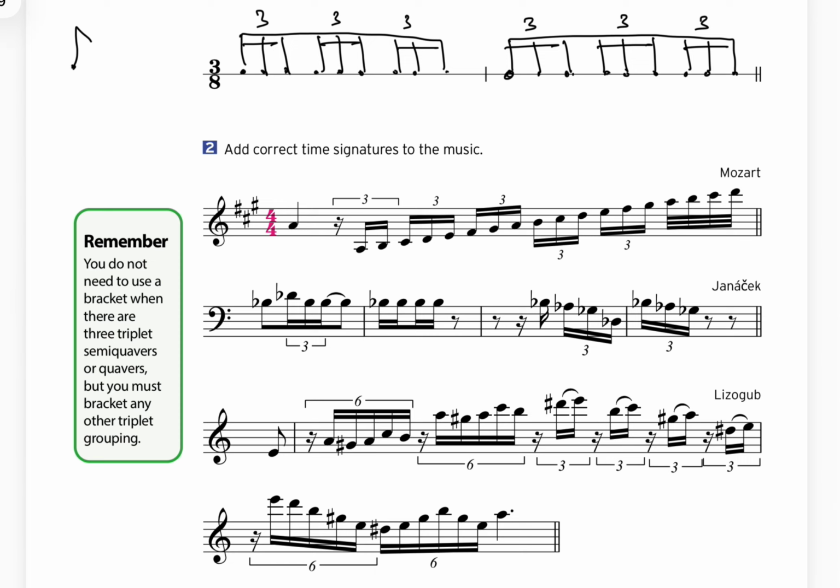Next question is to add the correct time signature to the music. So we have to check the time signature. So the first one you can see is given 4/4. We have to look at it from the bass clef one. So let's find the simple thing in this one. So this is your value. This note is the value of your eighth note. So that's a half beat, right?